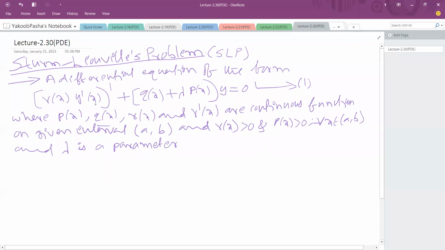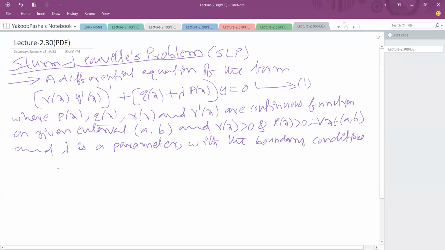This is the differential equation form, and p(x), q(x), r(x) and r'(x) are continuous functions on the given interval (a, b). An important one is lambda. Lambda is the parameter, with the boundary conditions. I am writing the boundary conditions.